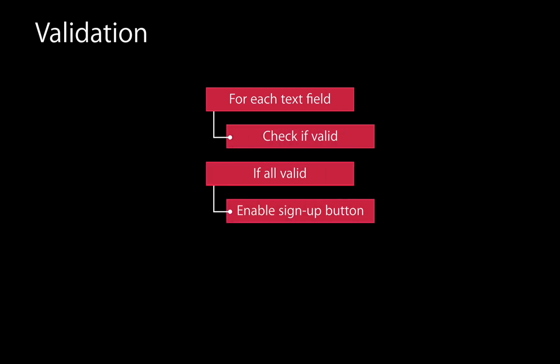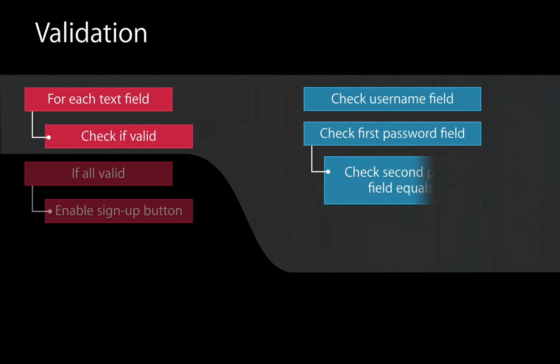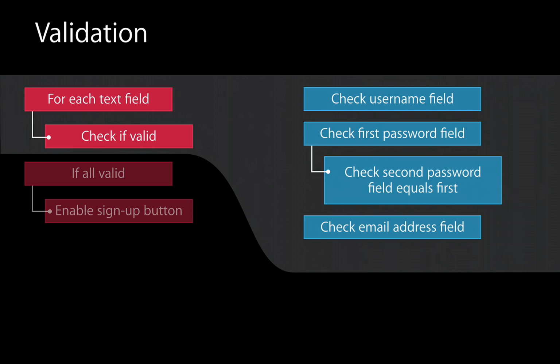So let's say we're implementing this view here. Where would we start? Well, we'll need to know when the user finishes editing a text field. So we'll implement the text field did end editing delegate message on our view controller. And in that delegate message, we're going to need to consider each text field, and if they're all valid, enable the sign up button. But we can't exactly consider all of these text fields uniformly. They all have different rules.